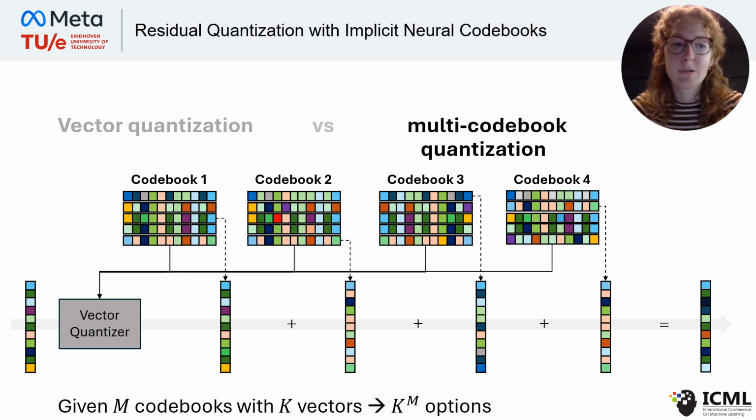Opposed to normal vector quantization, there is multi-codebook quantization, where a vector is represented as a sum of vectors from multiple codebooks. If we have m codebooks, each with k options, then we suddenly have k to the power of m different quantization options, which heavily improves the capacity of a multi-codebook quantization scheme.